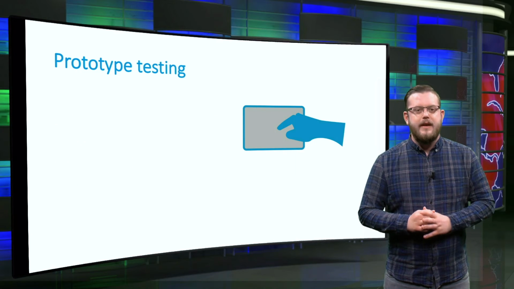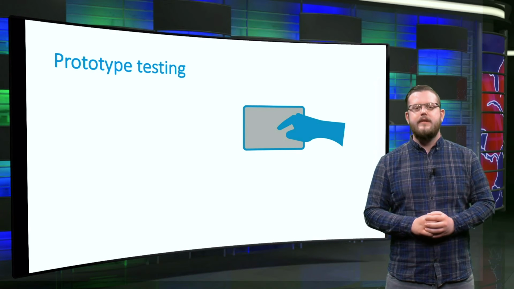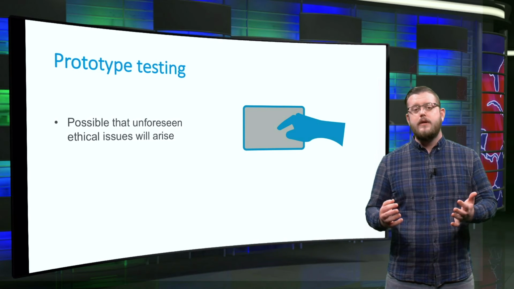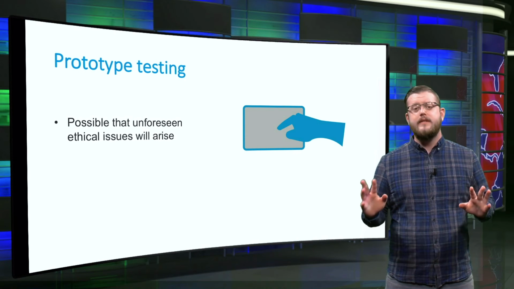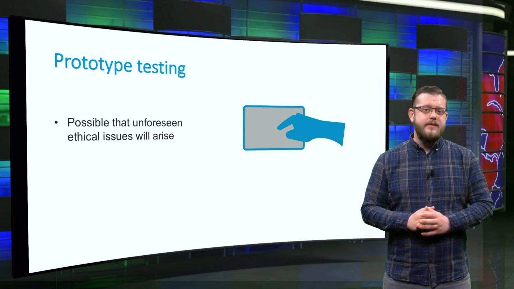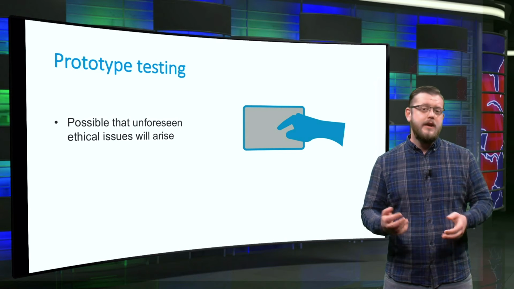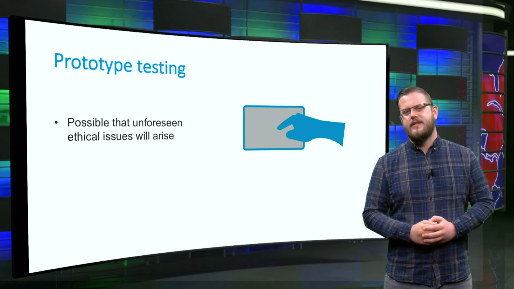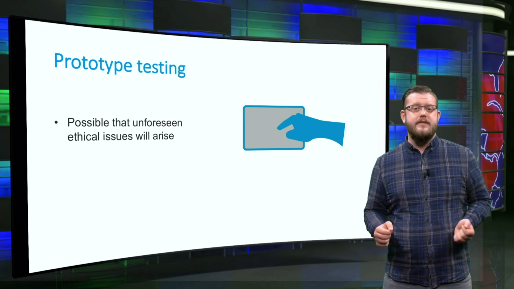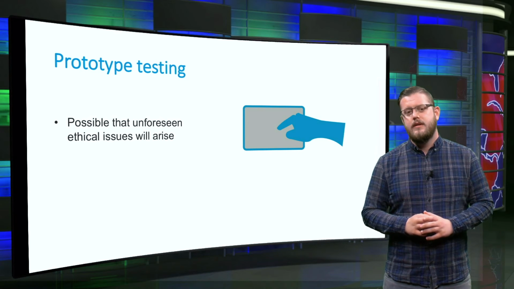Once a working prototype is made and tested, it's possible that unforeseen ethical issues will arise. Or that issues which seemed very concerning are actually not a big problem. In the case of smart meters, the trial study suggested that energy consumption is, on average, reduced by only 3 to 5%. This raises the question whether this minor gain is worth the loss in privacy.